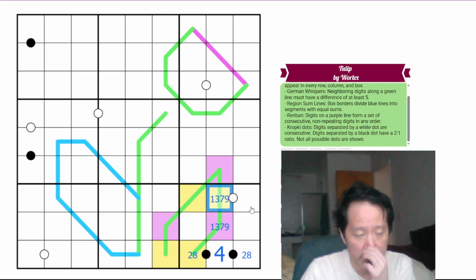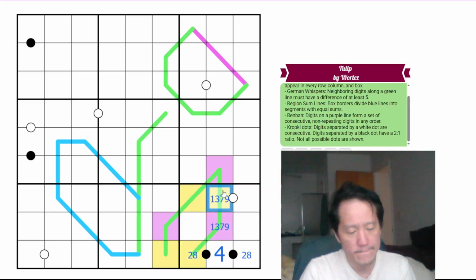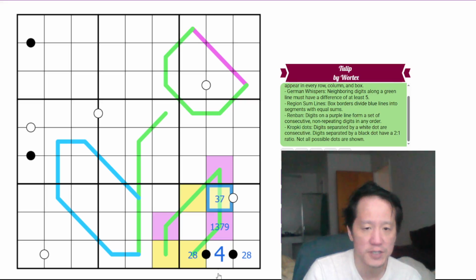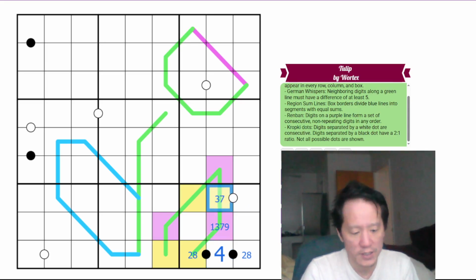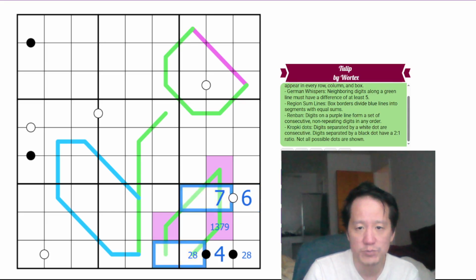So if it's 1, 3, 7, or 9, the digits that it can be consecutive with, well, it can't be 1 or 9 here. Because if it's 1 or 9, it must be consecutive with 2 and 8 specifically. But that's not allowed because of the 2-8 pair already in the box. Therefore, if it's 3 or 7, it must be consecutive with 4 or 6. Because again, 2 and 8 is not possible. But it cannot be 4 here. So it can't be 3 and 4. It must be 7 and 6. That's consecutive with. Therefore, all the yellows must be high digits, and all the pinks must be low.